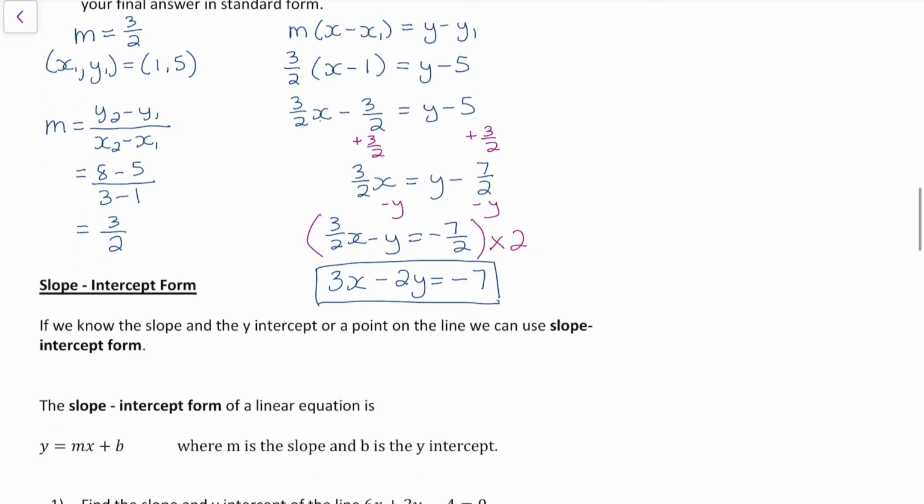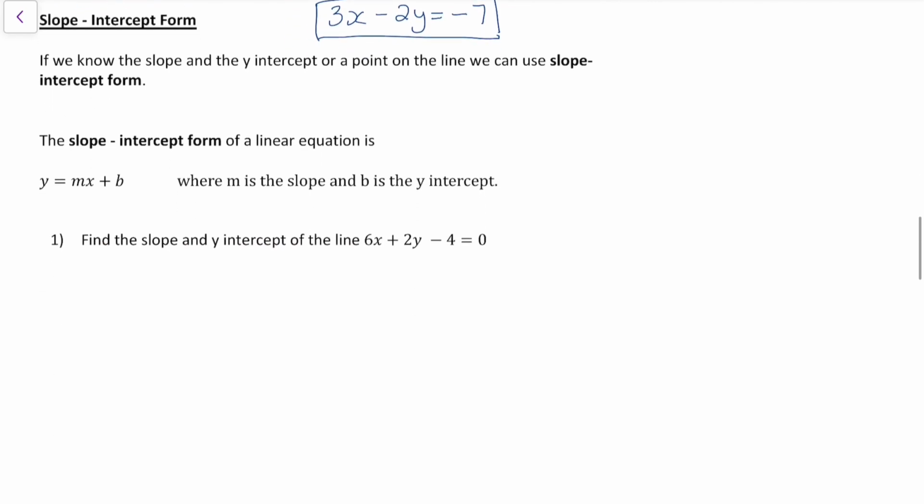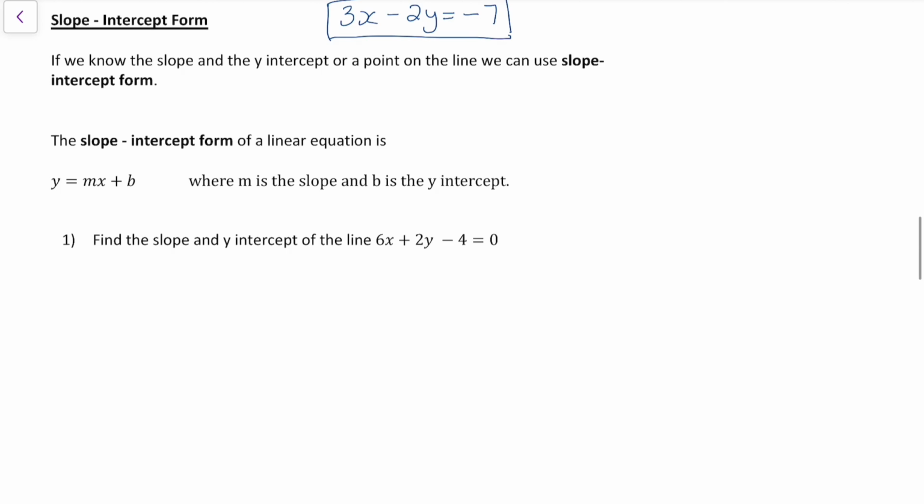Okay, let's look at another way to solve these questions using a different form. So the other form we can use is called slope-intercept form. And this is where we have the equation y equals mx plus b, where the m is our slope and the b is our y-intercept.